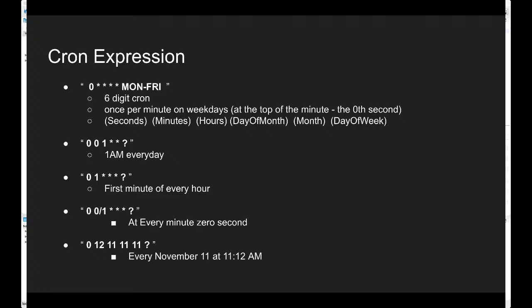Okay, let's see the last one as well. So here we have 0th second, 12th minute, 11 a.m. and 11th month, which would be November. And this is the 11th day of the month, sorry, and this is the month. So 0 second, 12 minutes, 11th hour, 11th day of the month, 11th month. So it would be every November 11th at 11:12 a.m. Okay, so this is what a cron expression is.